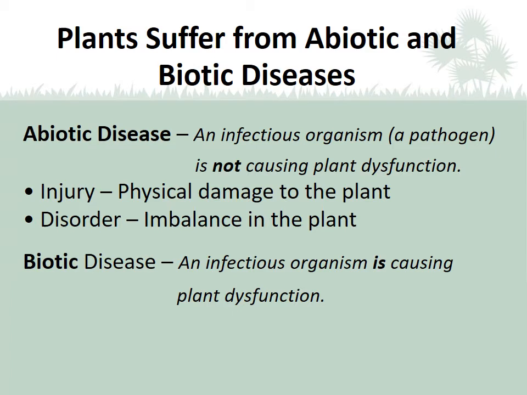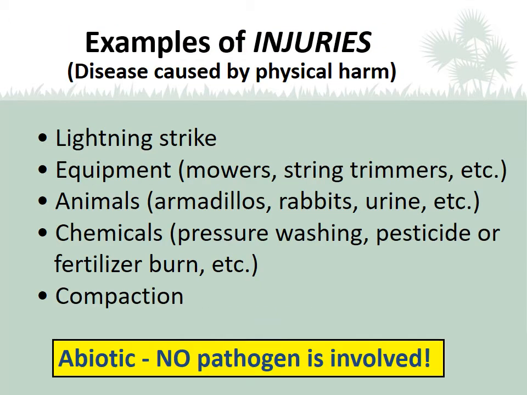So here, abiotic diseases are non-living and they are not causing plant dysfunction directly, whereas biotic diseases are living and are causing plant dysfunction directly. Plants can experience a number of injuries. This includes lightning strikes, which will scorch the plant itself. This also includes equipment, such as mowers with mowing decks that are improperly calibrated for specific grass species. It also includes string trimmers, amongst other pieces of equipment, which will cause mechanical injury.